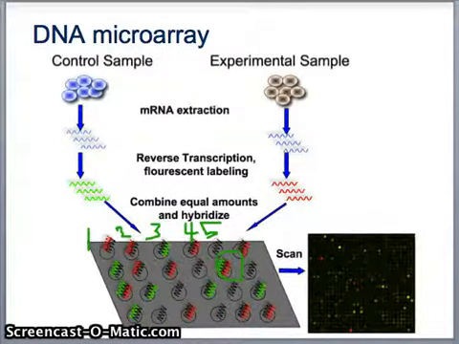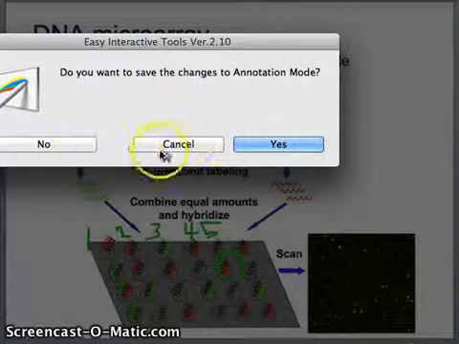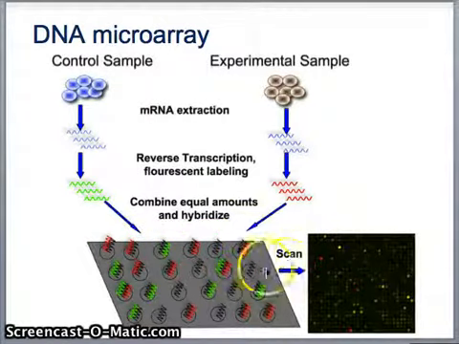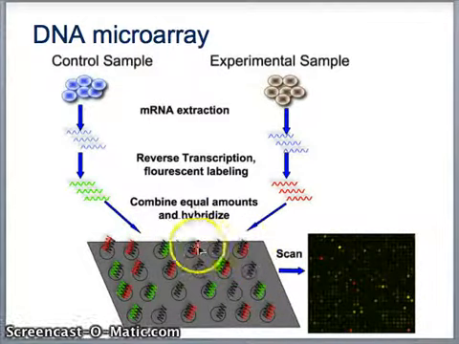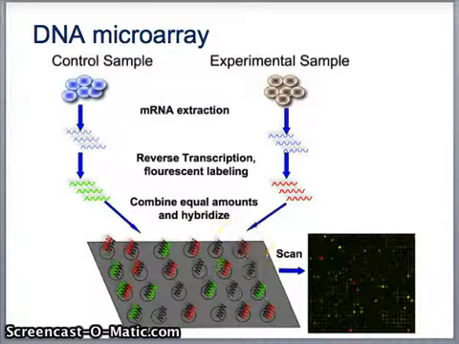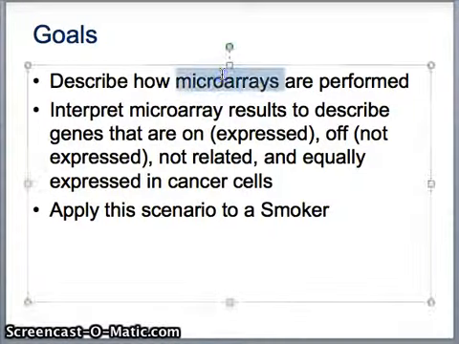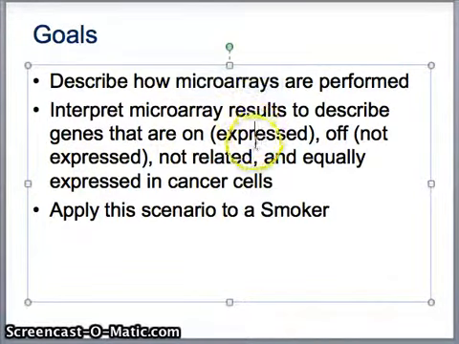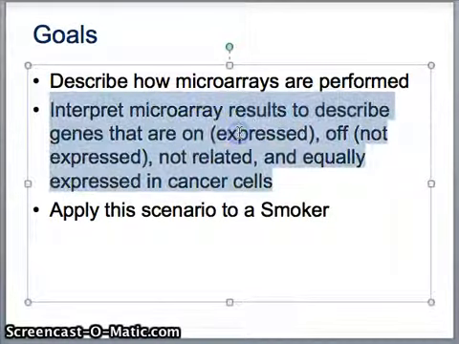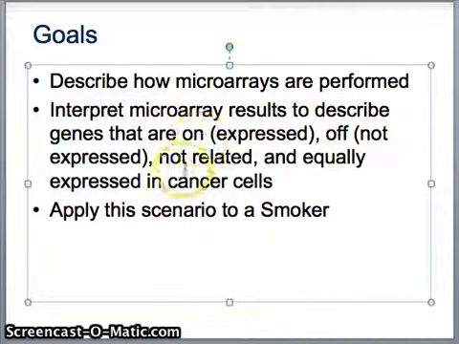All right, so that's pretty much a microarray. You just need to understand that there's already DNA for the genes on there, and the mRNA hooks up to that DNA if the gene is turned on. So what you're going to have to do is first describe how microarrays are performed. You're going to go through a simulation lab and be able to describe how they work, and be able to interpret the results of an mRNA. So know what genes are on, off, not related, meaning not there, or expressed equally in cancer and non-cancerous cells. So you're going to have to know those colors that occur.